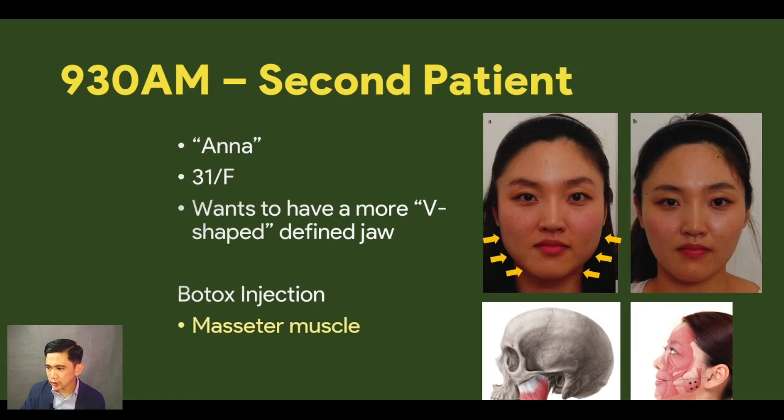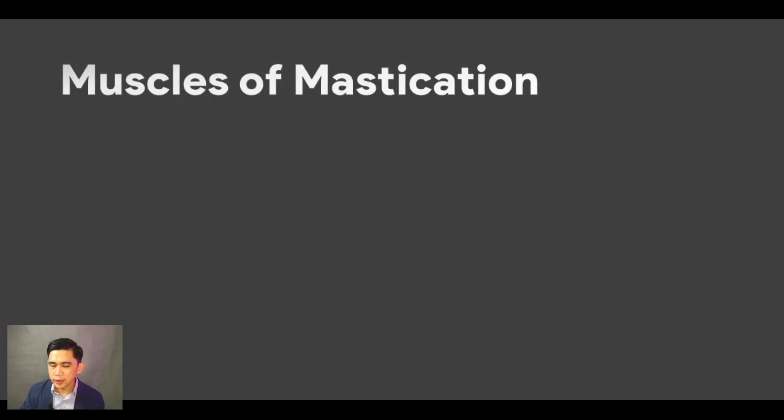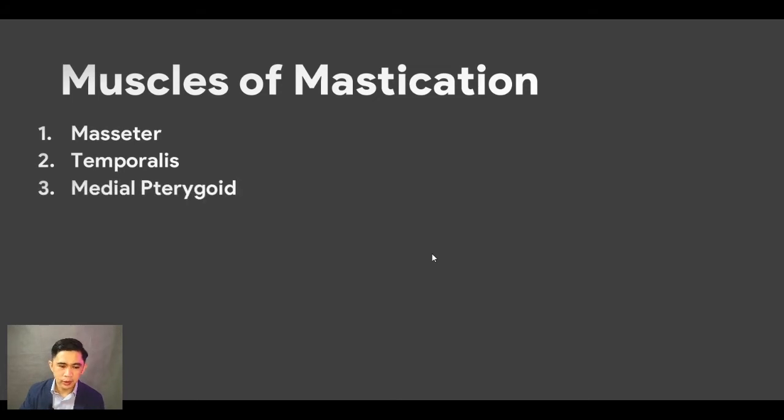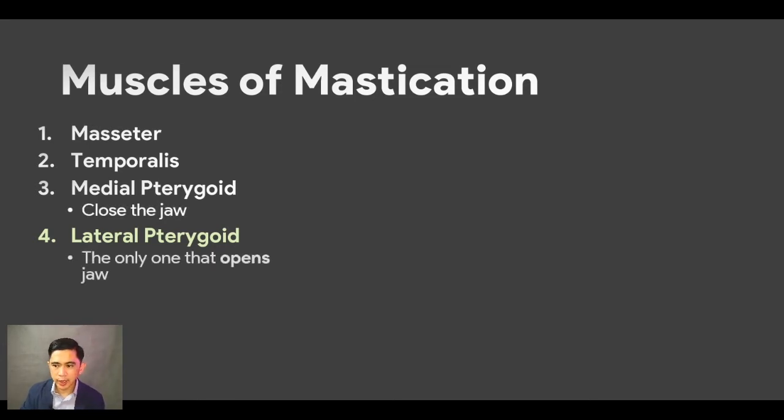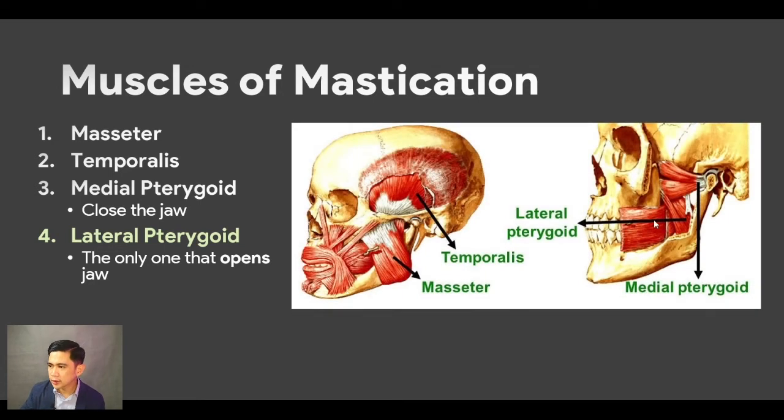The masseter is actually not a muscle of facial expression, but it is part of a group called the muscles of mastication, or muscles for eating. The muscles of mastication include the masseter, temporalis, medial pterygoid, and the lateral pterygoid. The first three close the jaw, and the last one, the lateral pterygoid, is the only one that opens the jaw. So you see the discrepancy. You have three muscles to close it and only one muscle to open it. So these are the muscles of mastication.